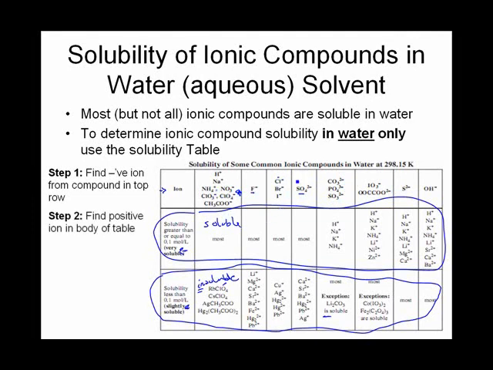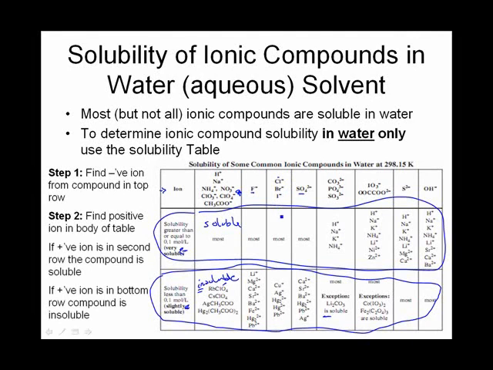For example, and I will do some examples on the next page, and it'll make more sense. So we'll just look at the steps now, and then we'll do some examples. If that positive ion is in this soluble row, then the ionic compound is soluble. If the positive ion is in the insoluble row, then the compound is insoluble. And note there's also a couple exceptions there, but we'll get to those in the examples.